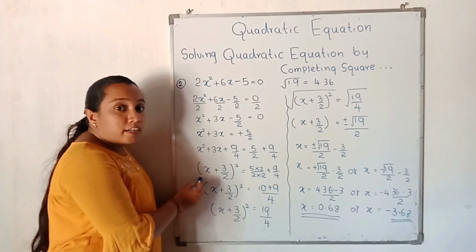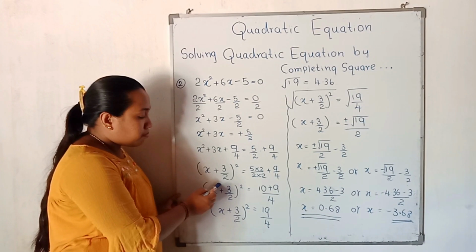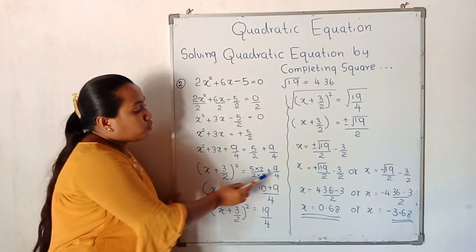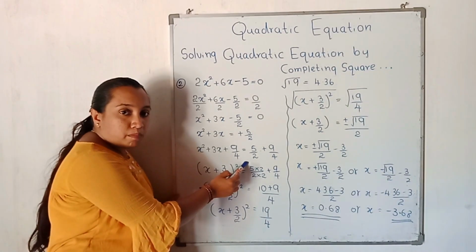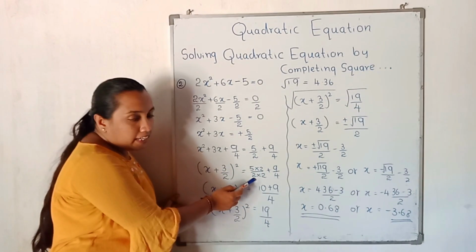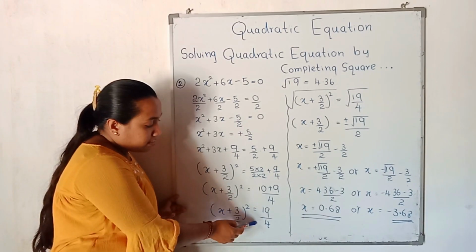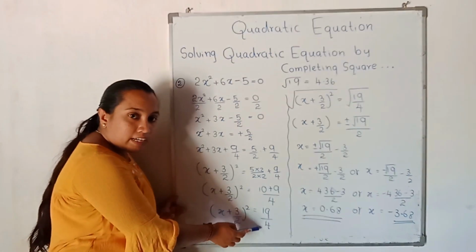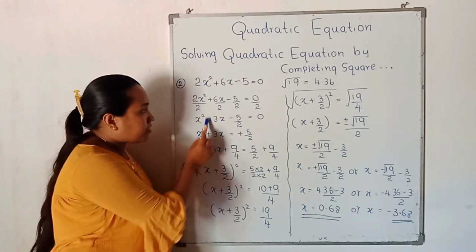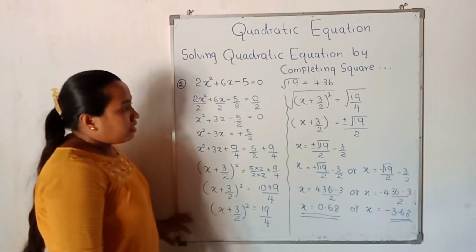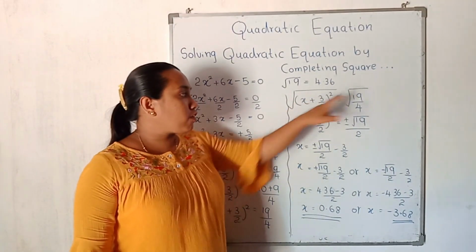After that, write it as a perfect square: x plus 3 divided by 2 squared. To add these two fractions, which do not have equal denominators, convert them to equal denominators and add. The right hand side is 19 divided by 4, and the left hand side is the perfect square of this quadratic equation. Okay, then to remove the square, take the square root of both sides.